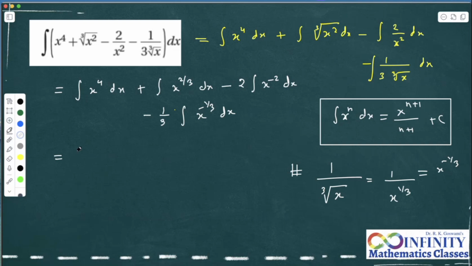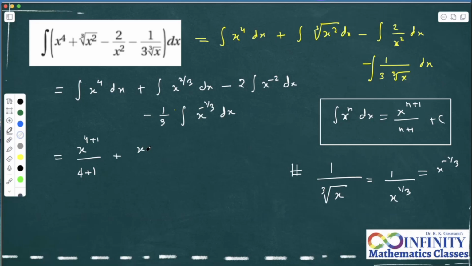Yeah. So now it's a simple task for you. Start with the first one. You need to just check what is the value of n and apply the formula. So for the first integral, the value of n is 4. So I should be having x exponent 4 plus 1 divided by 4 plus 1. This is the answer for the first integral.